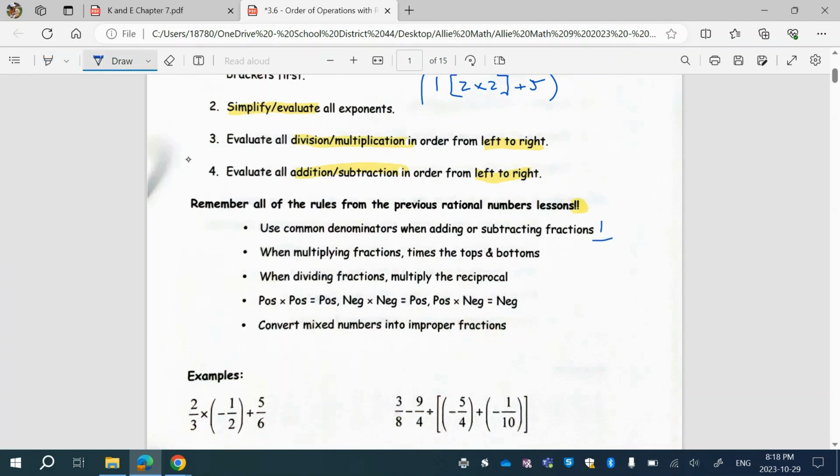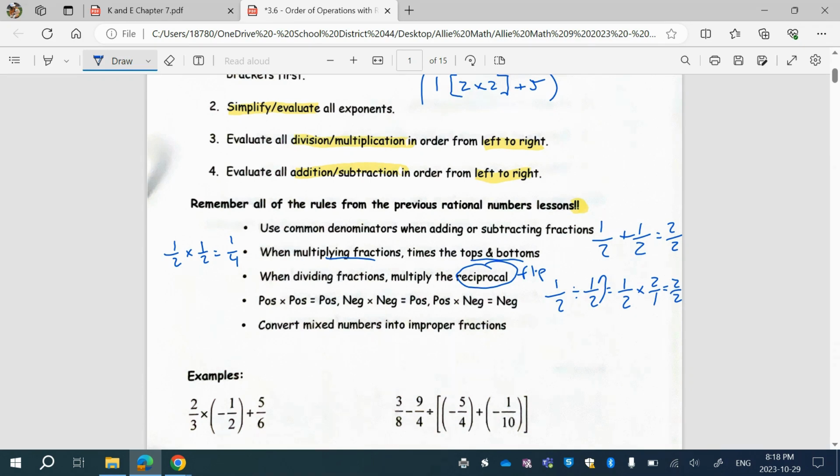So you need the same number on the bottom to add. When multiplying fractions, multiply the tops and the bottoms. So say 1 over 2 times 1 over 2, you get 1 over 4. When dividing fractions, multiply by the reciprocal, which I sometimes just call the flip. So again, if we had 1 over 2 divided by 1 over 2, it would be like 1 over 2 times the flip of that second one. And again, we get 2 over 2.